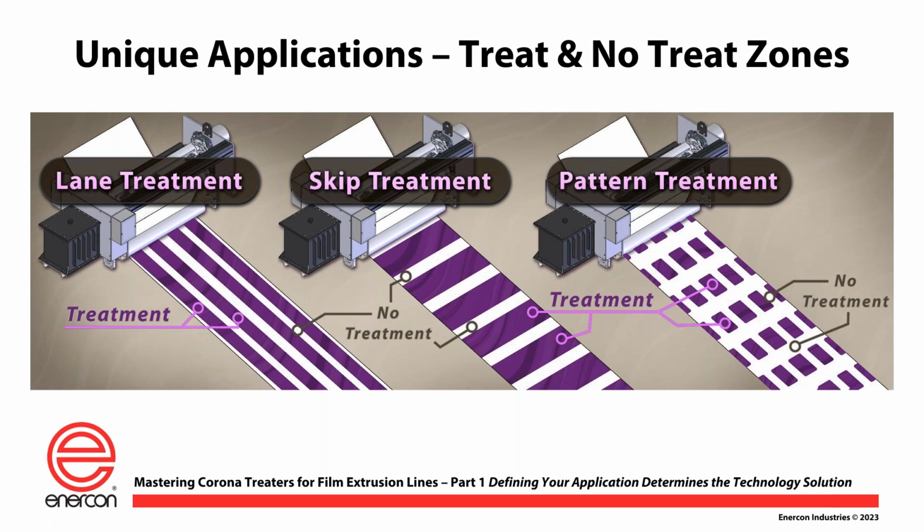Furthermore, we could take it a step further. Let's say we only want to treat in an area where printing is going to occur, right? So we have this area, a defined space in the web direction that we want to print, and then we want to skip. We don't want to treat in that area for various reasons. Maybe you're heat sealing or whatever the reasons. That's skip treatment. We can actually turn the treater on and off in microseconds, on, off, on, off, to give you basically blocks of treatment area. And then finally, we can combine all this together and give you the ability to come up with a pattern treatment.